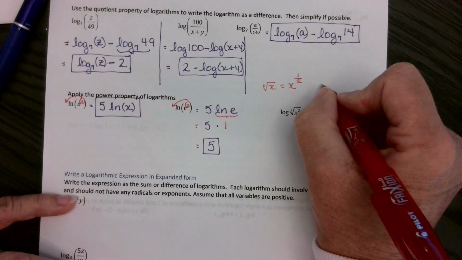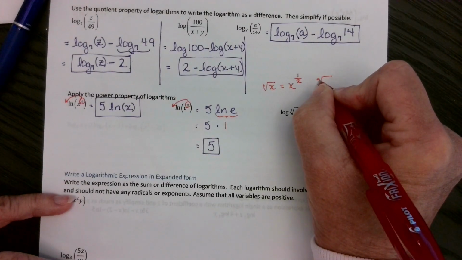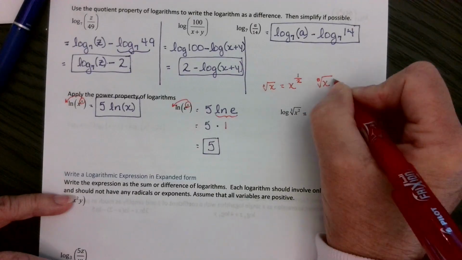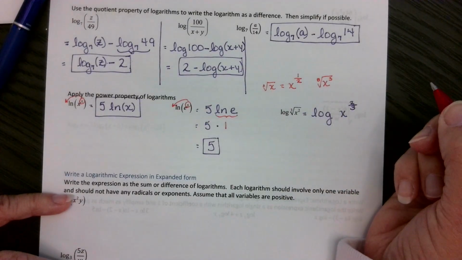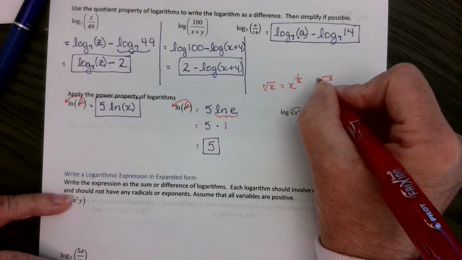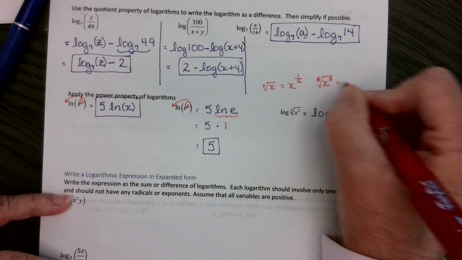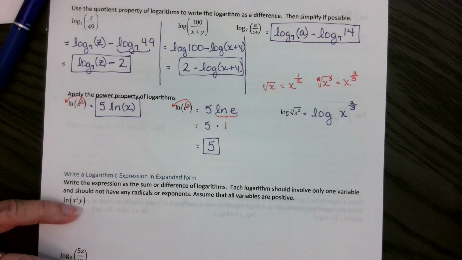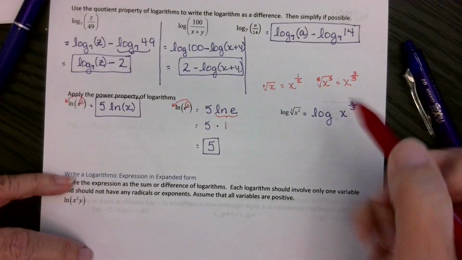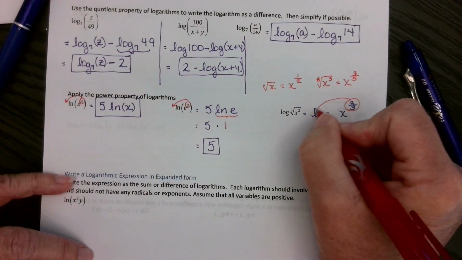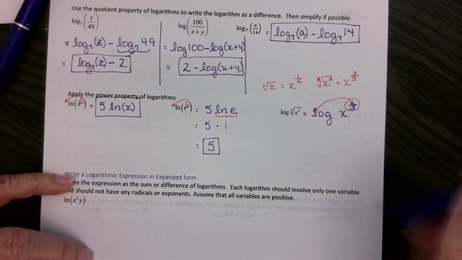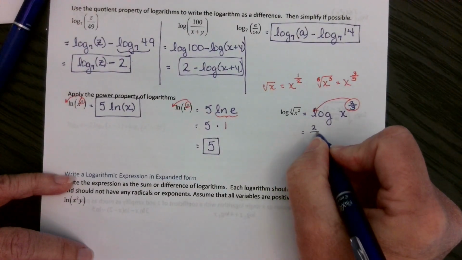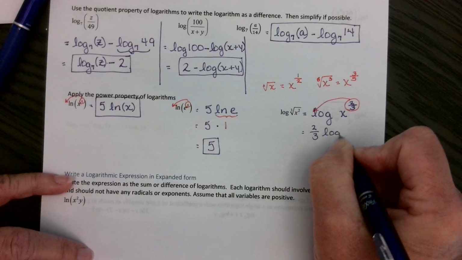So if I had something like the 5th root here, and let's say 3 right there, the 5th root of x to the 3rd, or x cubed, it would be x to the 3/5. The root is your denominator. Okay, so now that I have this, we take that fraction and move it to the front. So you really have 2/3 log of x.